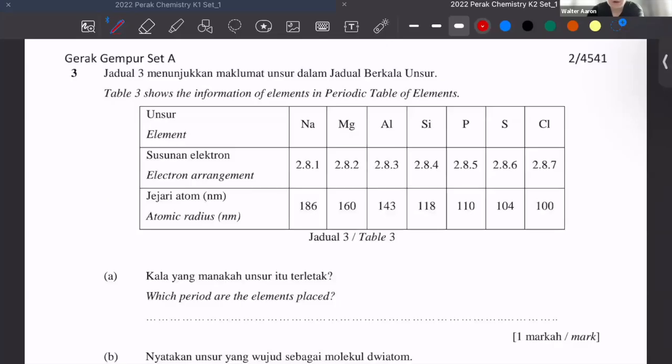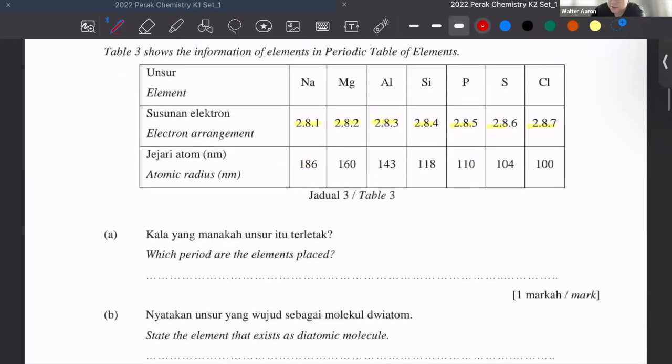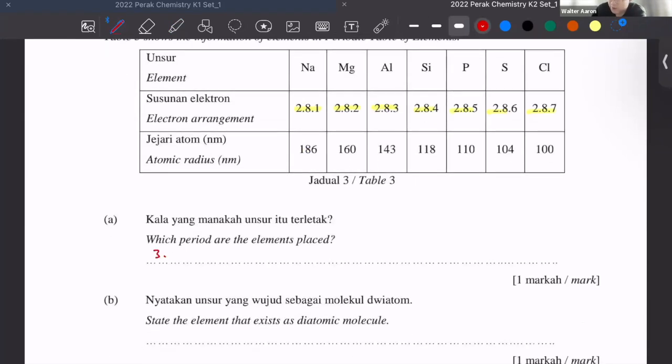So which period are the elements placed in? So like I said, they are technically period 3. How can we tell? By looking at the electron arrangement. So you can see the electron arrangement shows you that they have 3 electron shells. All of the elements listed here got 3 electron shells. So the number of electron shells corresponds to the period that they're in. So therefore, the answer here will be 3 for A.